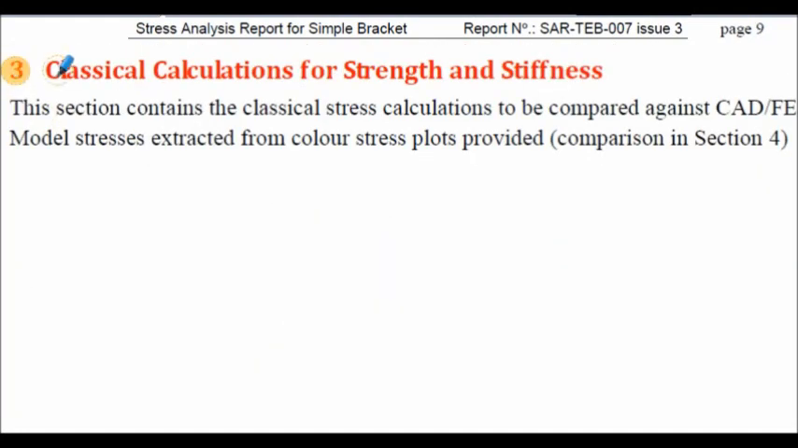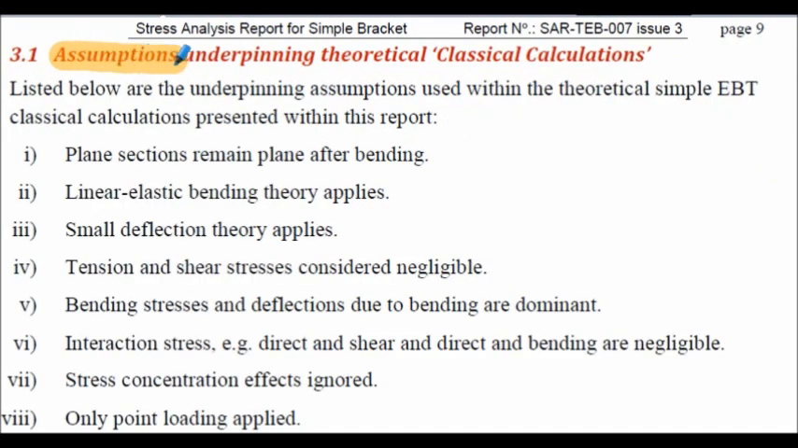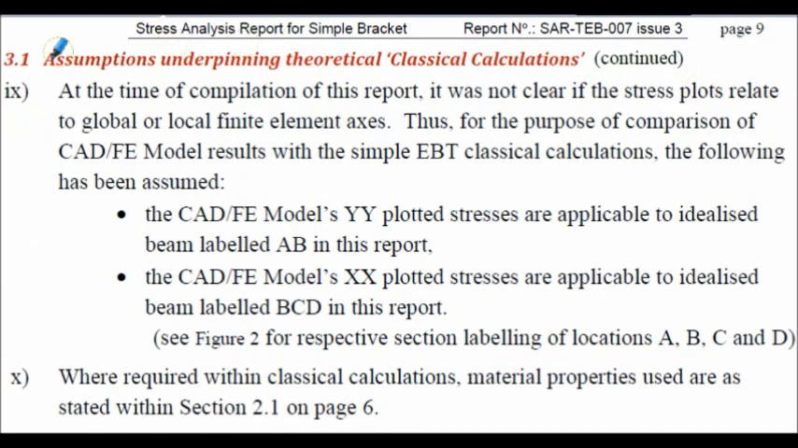In section 3 is the classical calculations for strength and stiffness, my hand calculations here. Section 3.1 on page 9, the assumptions for our classical theory. Assumptions continued here, still page 9.